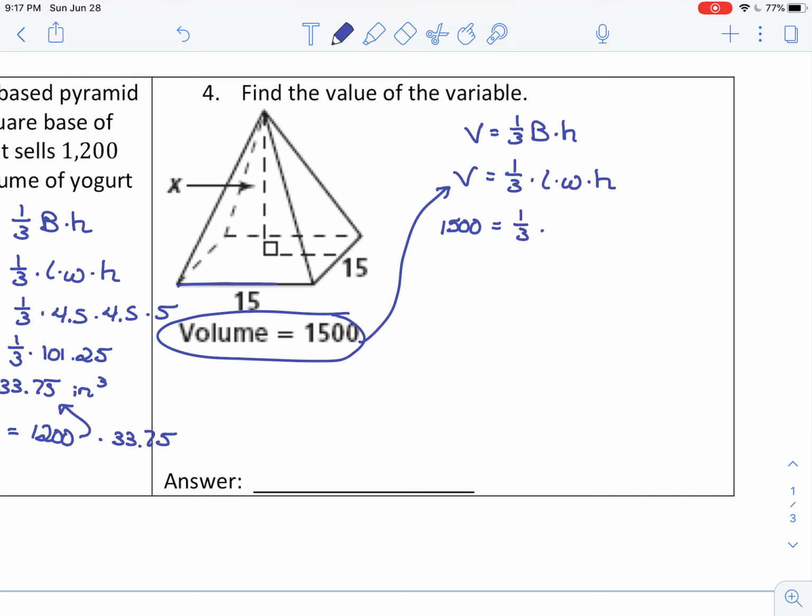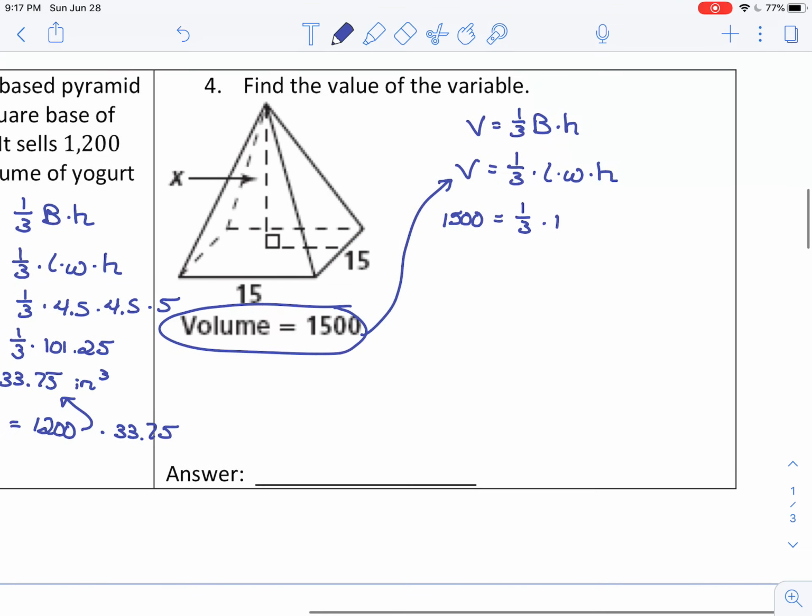And I'm also going to know what my length is and what my width is as well. So the base has a length of 15 and the width of 15. The height is this guy here. I don't know what it is, so I'm going to put an X. But this is an equation that I can solve. Just like before, I'm going to ignore everything except the numbers after 1/3 that I can multiply, which is just those two.